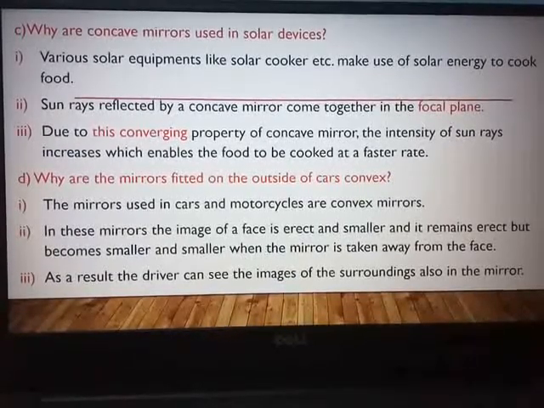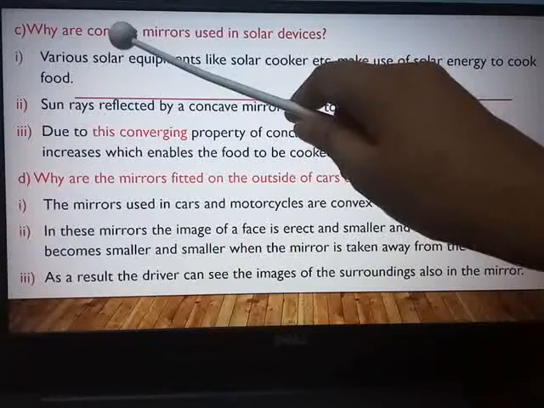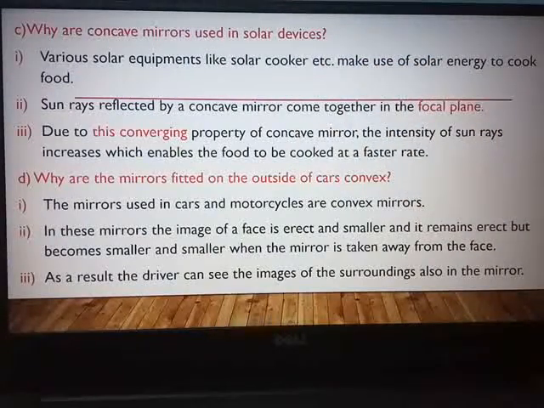So we move on to question number 1C. What is question number 1C? Why are concave mirrors used in solar devices? Now here, these are the questions which are open-ended. You have to apply the knowledge which you have studied, the topics which you have studied in the chapter. You have to apply your studied knowledge over here.